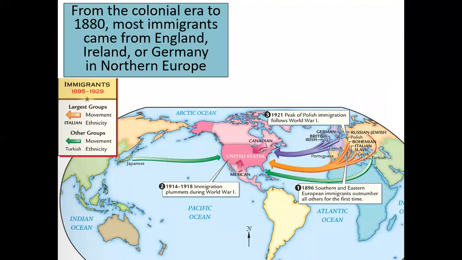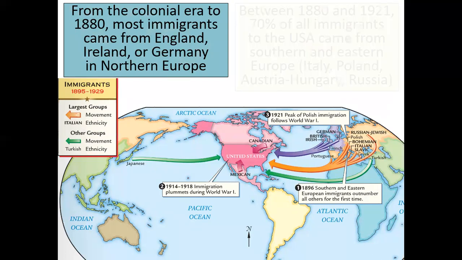So from the colonial era to 1880, like I said earlier, most immigrants came from England, Ireland, Germany, or those northern European countries. If you look at the map below, the purple arrow shows you where they were coming from during that early part of migration.